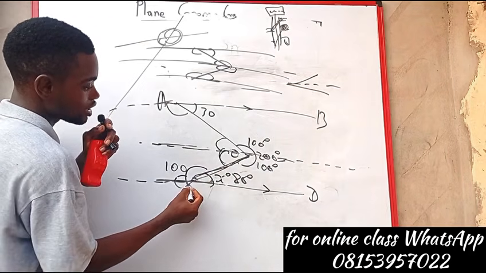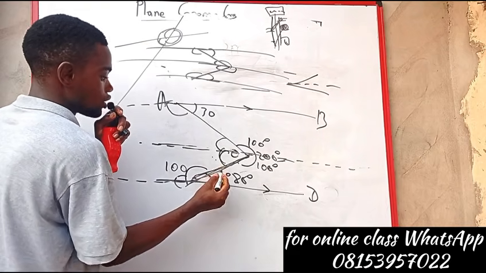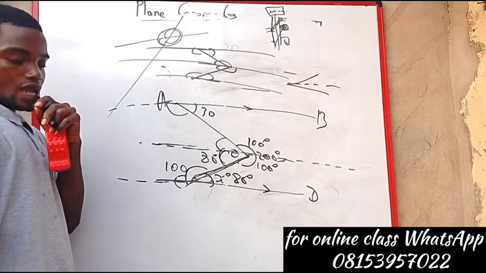also alternating to this angle. Since this is a transversal, 80 here is also alternating to this angle. So here is also going to be what? 80 degree.